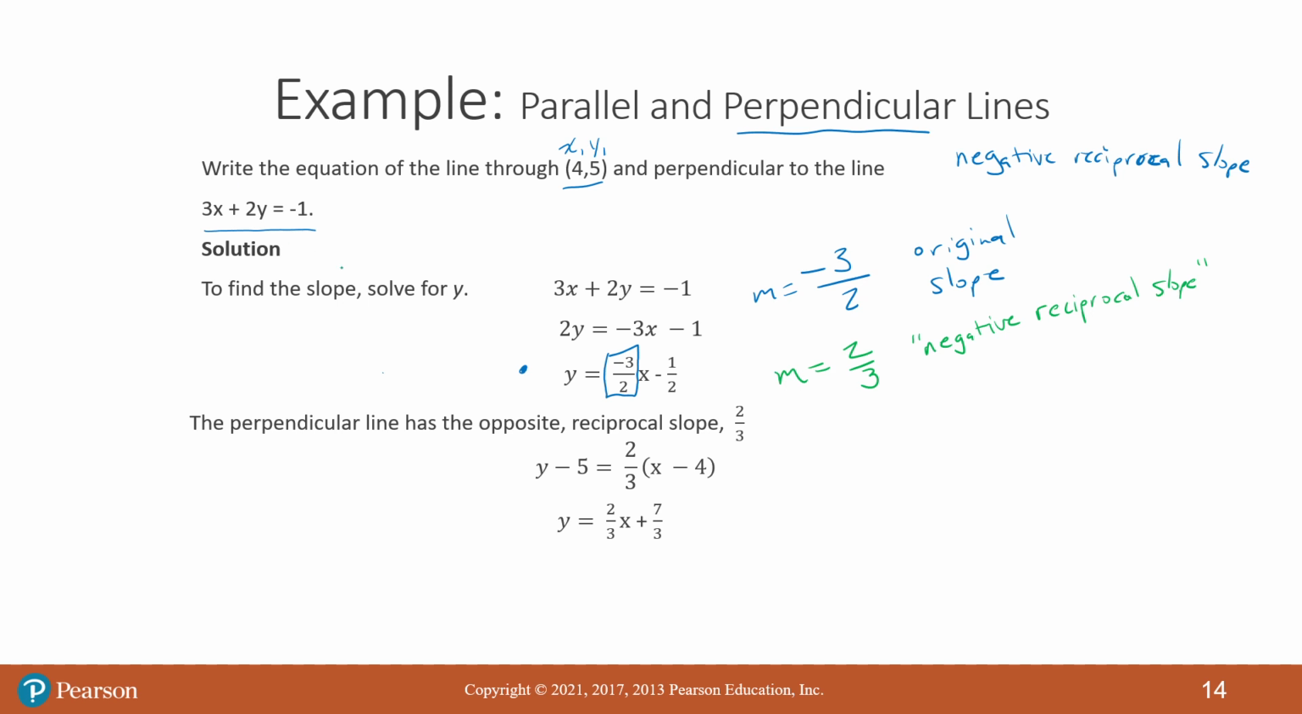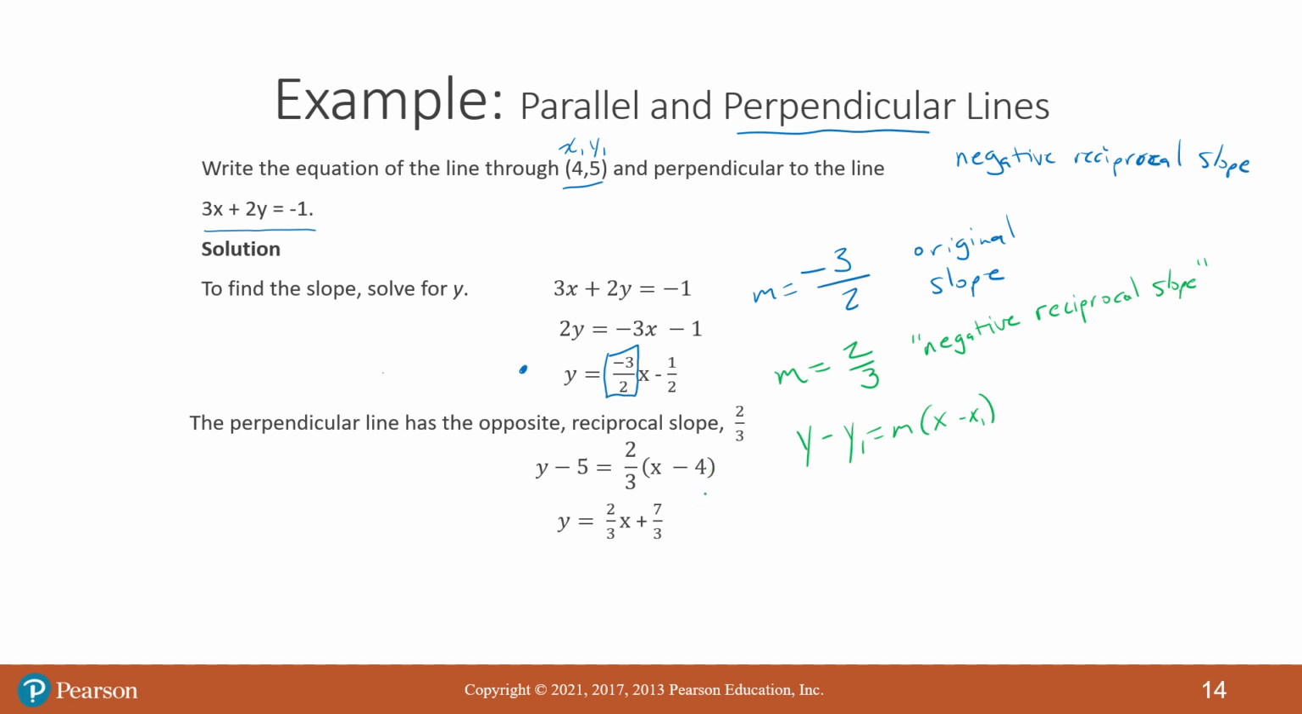Okay, so we take this slope, we put it in our point slope form. Remember, that's y minus y1 equals m times x minus x1. We put this new slope of 2/3 in for our m. We use our y1, which is 5, and we use our x1, which is 4. So we get y minus 5 equals 2/3 times x minus 4.